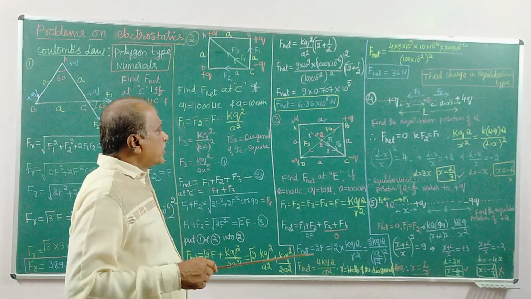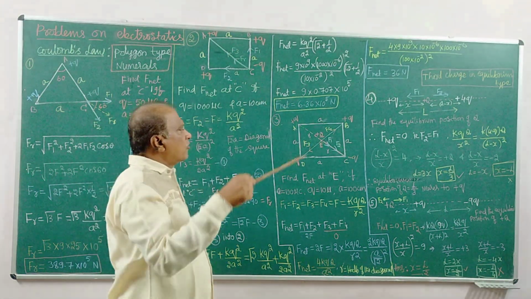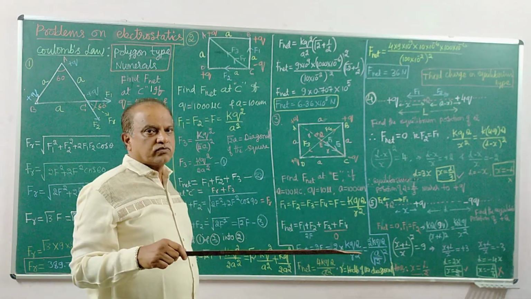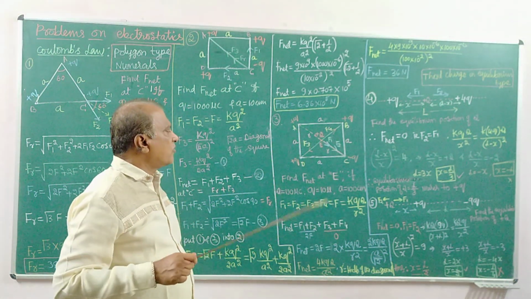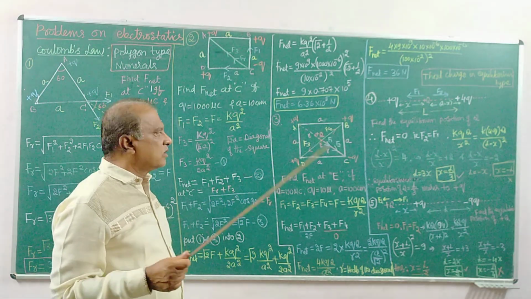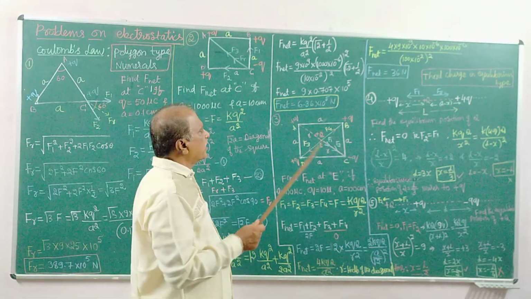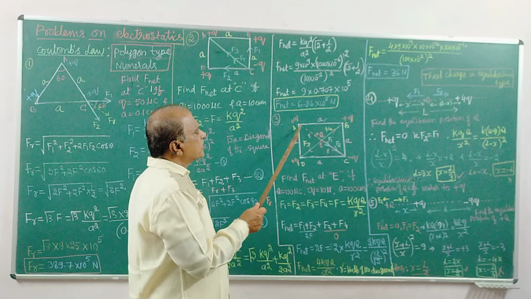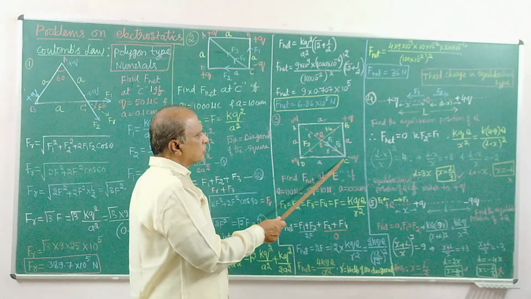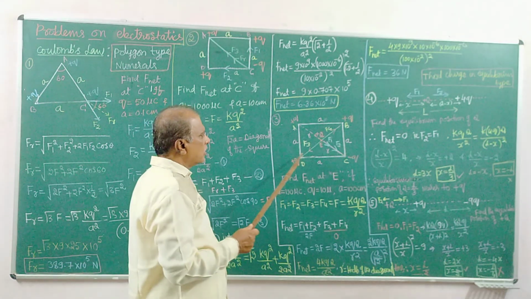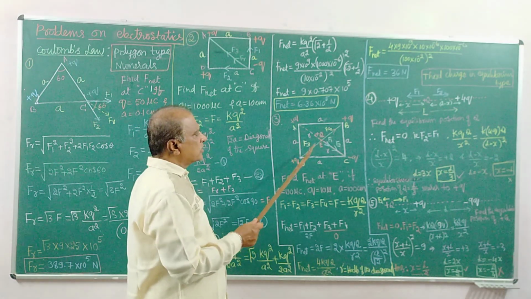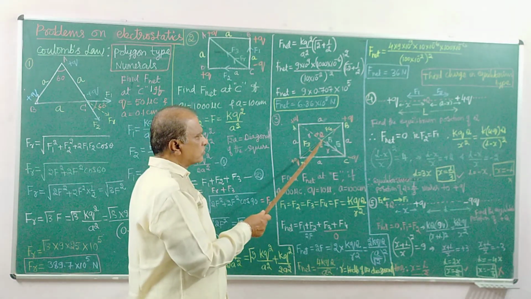And the next problem is, there are 5 charges in the space. What is the geometry of the arrangement of those charges? The geometrical arrangement is again the vertices of a square. 4 charges are at the vertices of the square, and one more charge is at the center of the square.